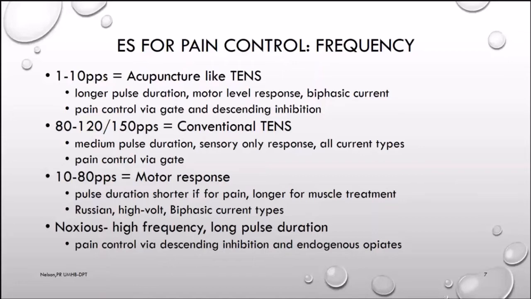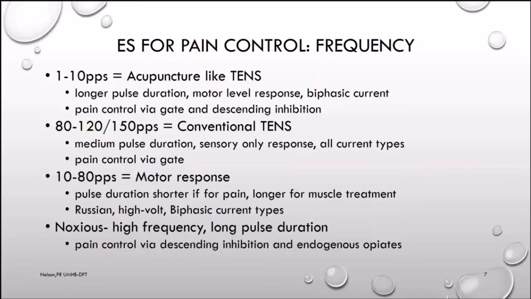80 to 120 or 150 pulses per second is considered conventional TENS. We want a medium pulse duration. We're doing a sensory only response, and most of the current types can accommodate this conventional TENS setup. Pain control is only via the gate response.